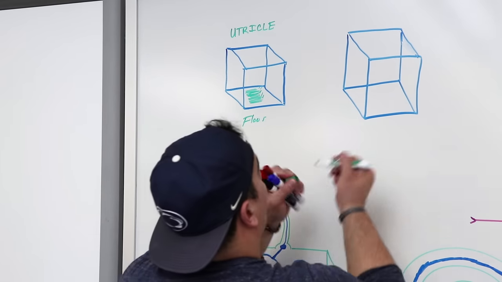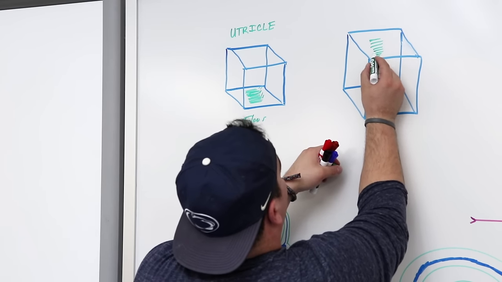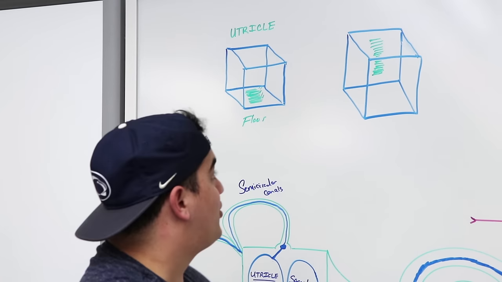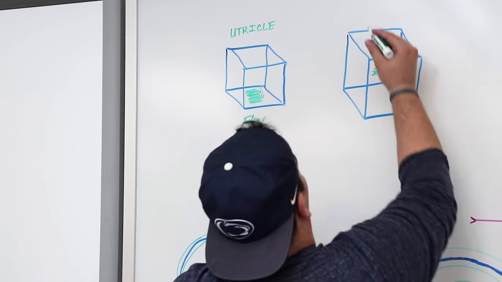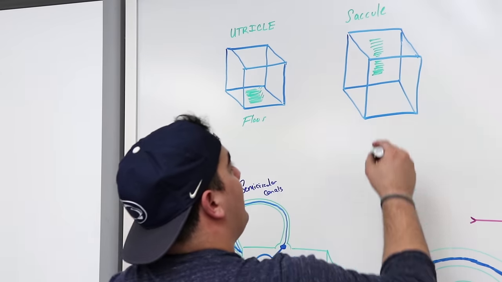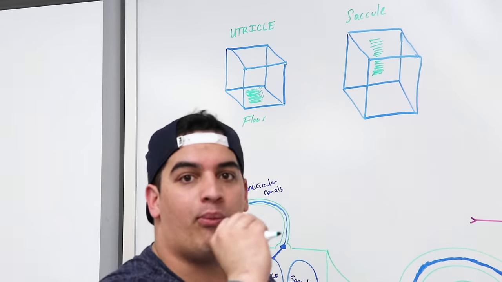On the wall over here, you're going to have a sensory epithelium. So on the wall of the saccule, you'll have a sensory epithelium, or in this case, we're calling it the macula. And the hair cells will be pointing out towards you. This is important. I can't stress enough how important this is.